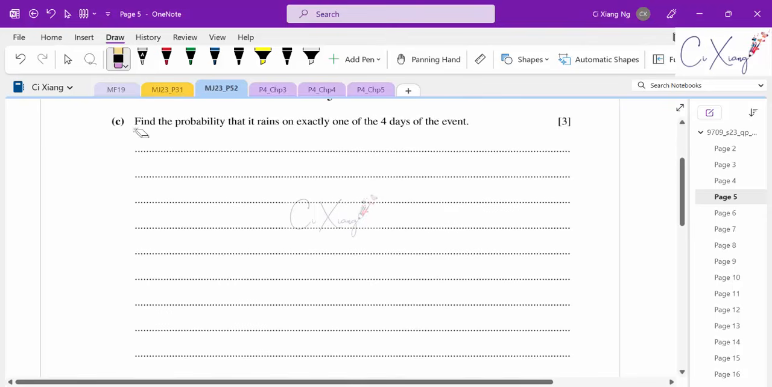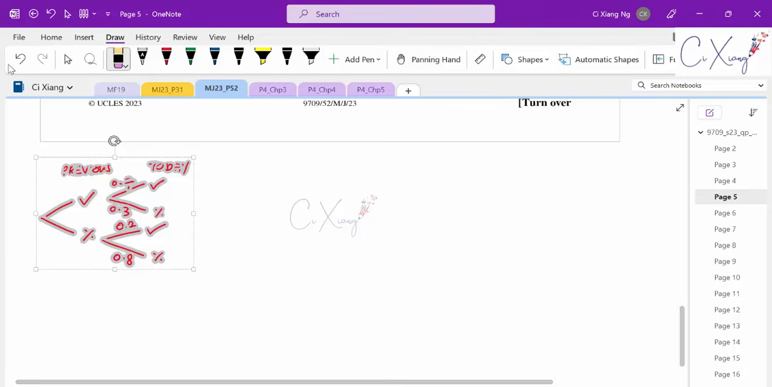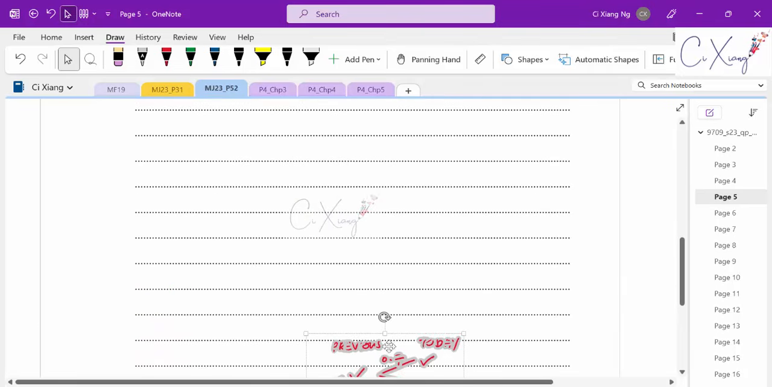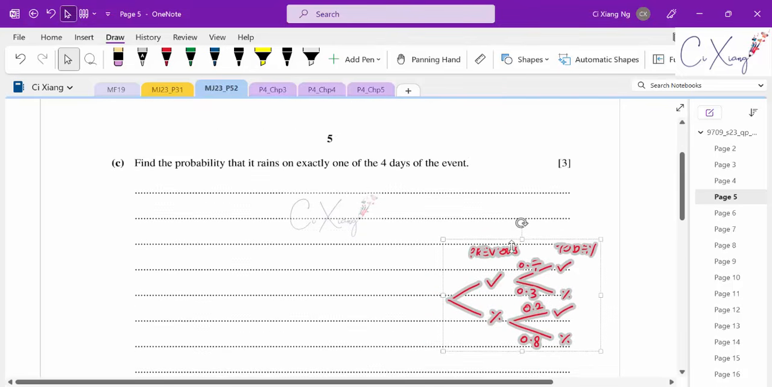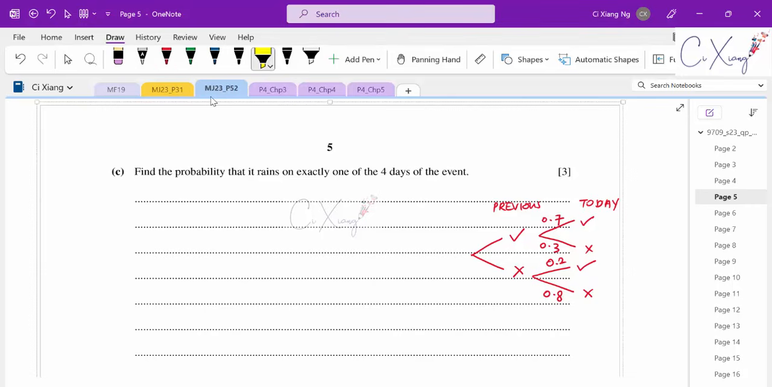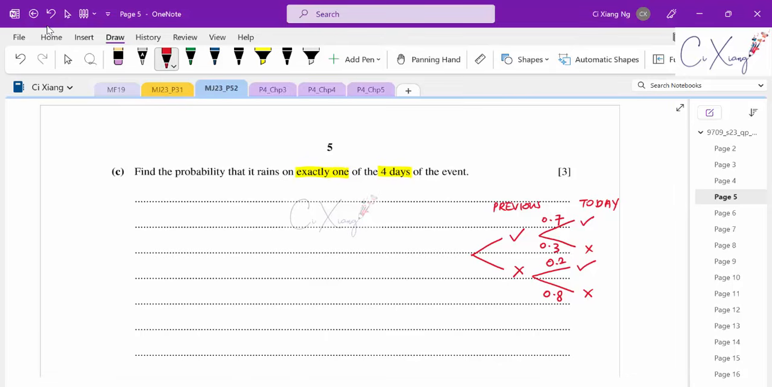So for part C, they want us to find the probability that it rains on exactly one of the 4 days of the event. So what are the possible results that I have? One of the 4 days of the event. That means I might have a few different cases.